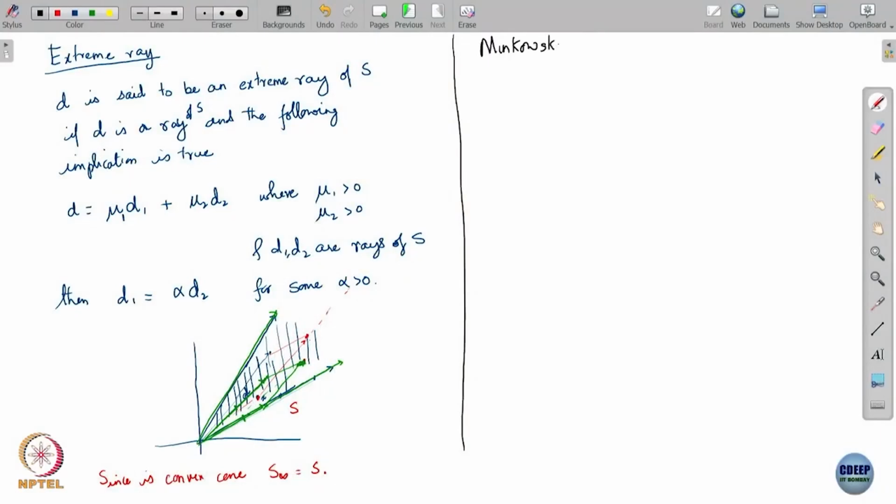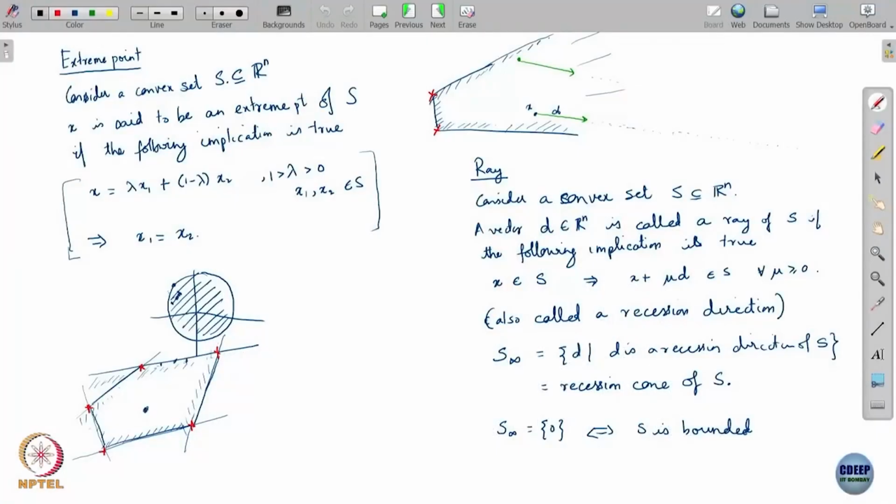This theorem is due to Minkowski and Weyl. So, in the previous class, as I was leaving, I asked you to imagine what a bounded polyhedron would look like. Right? A polyhedron is an intersection of half spaces. What is a bounded polyhedron? How does that look? Not a polygon. So, a bounded polyhedron would look something like this, right? It would look like a set like this.